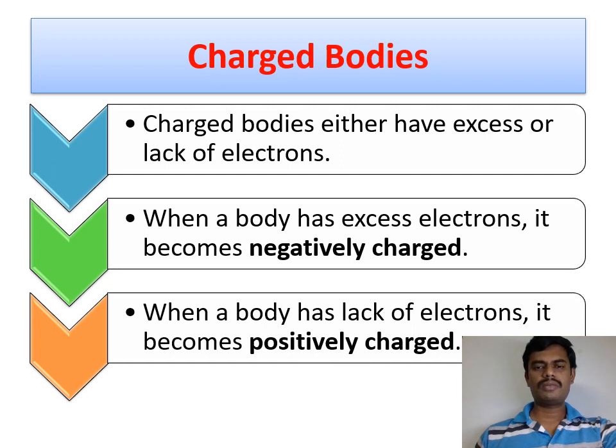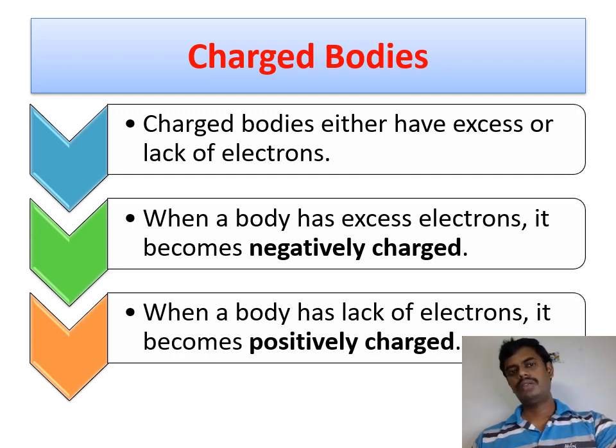And coming to charged bodies, when can you say that a body is charged or not? If there is an excess of electrons, then it is a negatively charged body. And if it has fewer electrons, then the body is said to be positively charged. Whether a body is charged depends on either having an excess or lack of electrons. Based on this, you can say whether the body is charged or not. If it has an equal number of electrons and protons, then it is a neutral body. There will not be any charge present.